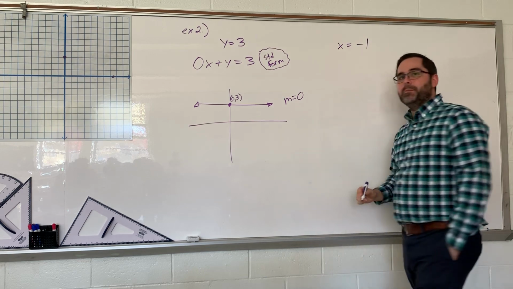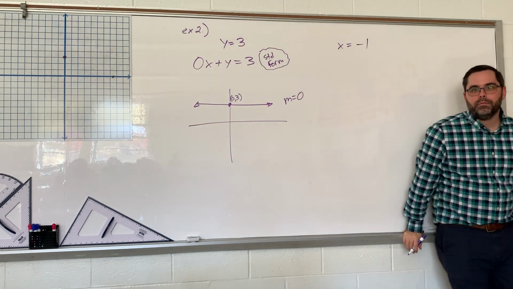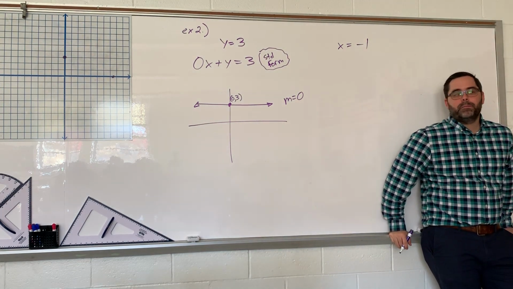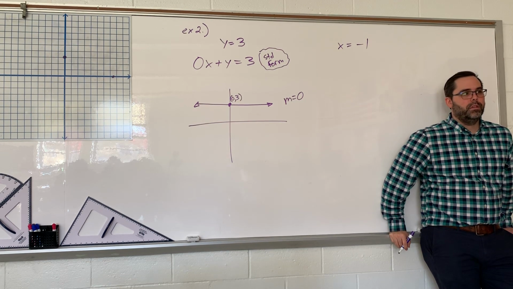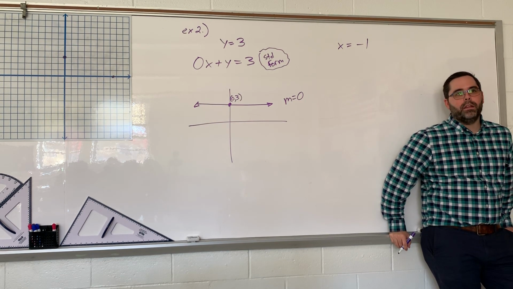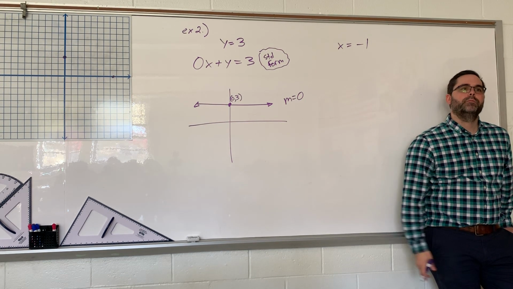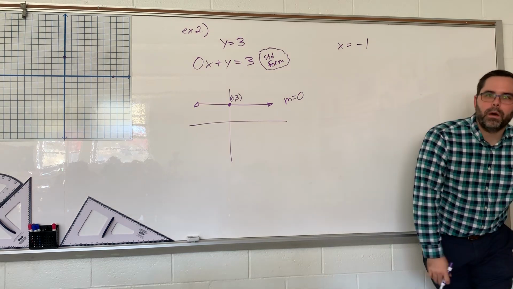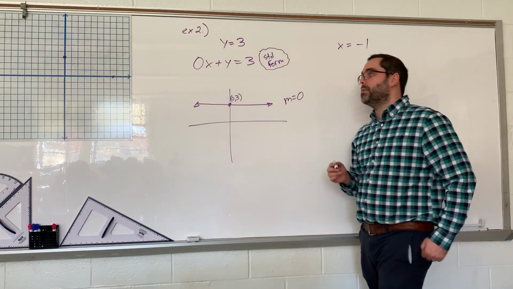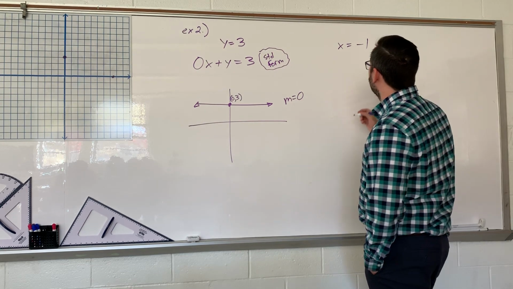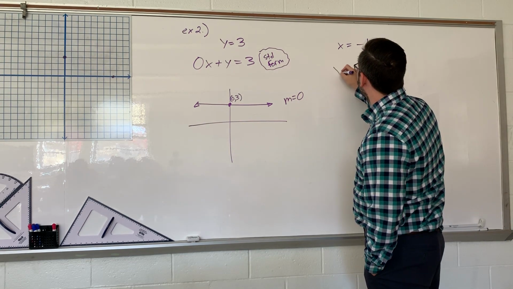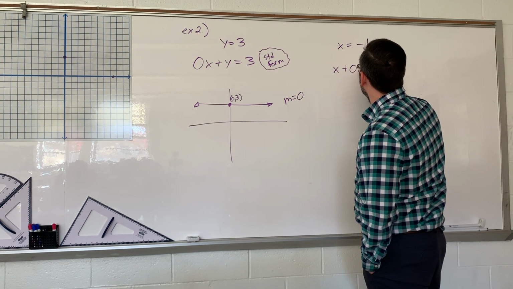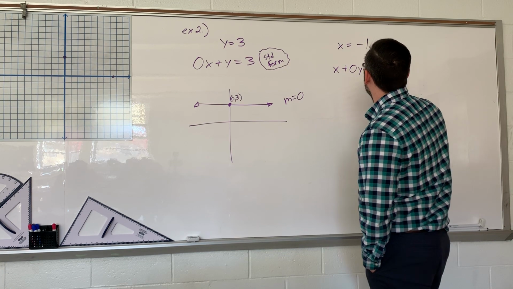So what is this missing? The y-intercept. It's missing the y, so there's no y-intercept, right? So if there's no y-intercept, what kind of line is it? It's a vertical line, parallel to the y-axis. But let's put this in standard form. So what is this equation in standard form? x plus 0y equals -1.